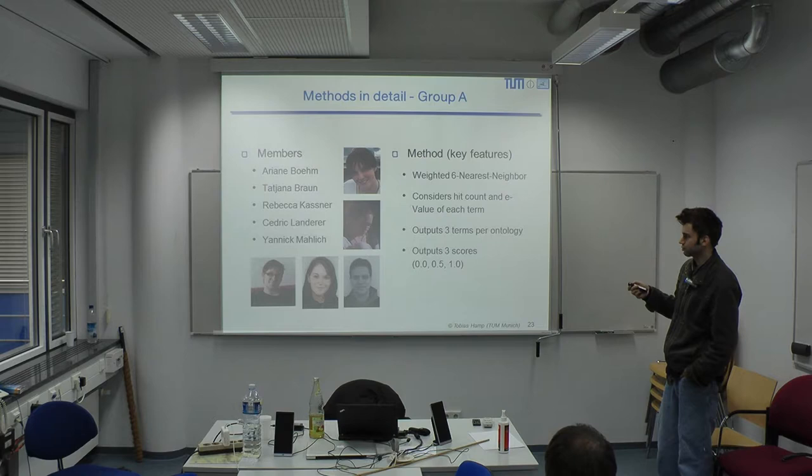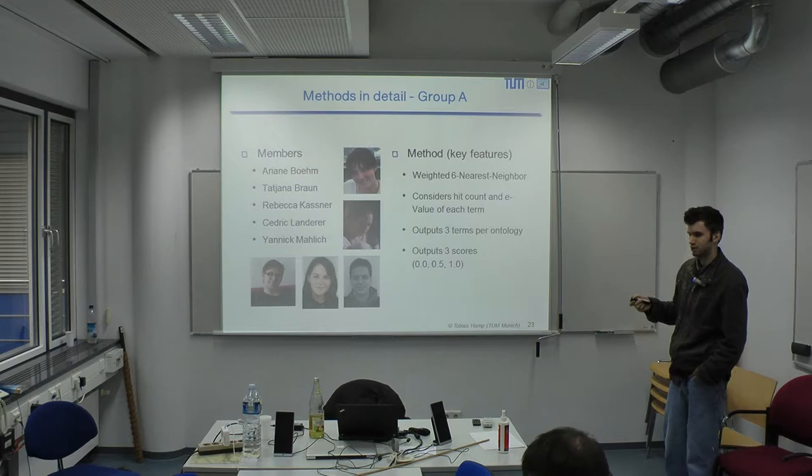The first group was composed of Ariane Böhn, Tatjana Braun, Rebecca Kassner, Cedric Landerer, Yannick Malich. They implemented a 6 nearest neighbor. So there are a few magic numbers here, but I don't know how they came up with the numbers, but apparently they worked quite well in the end.